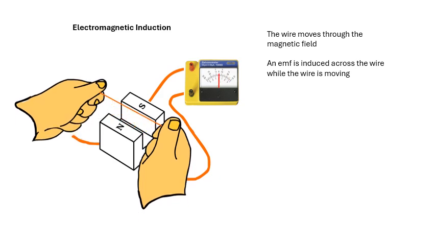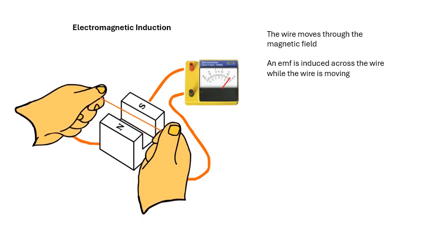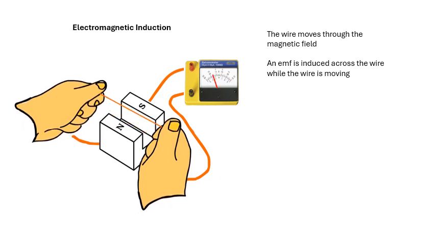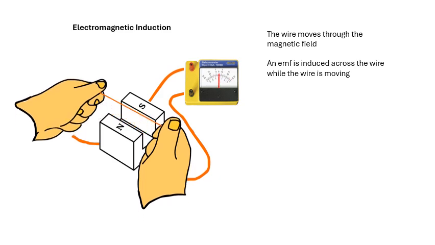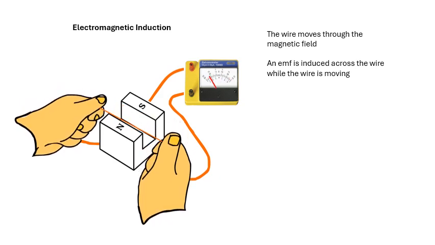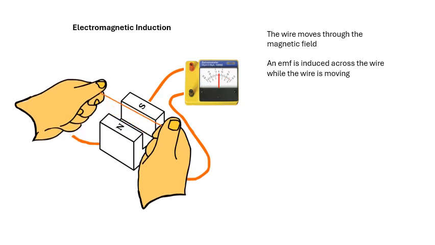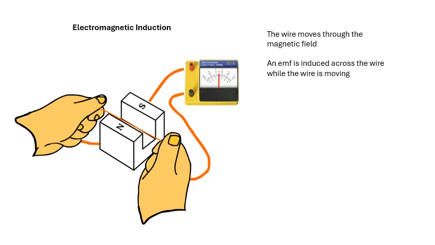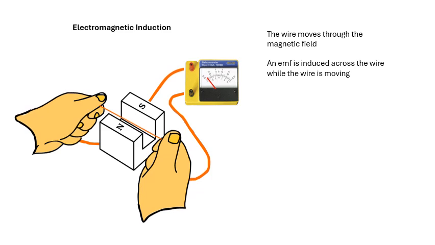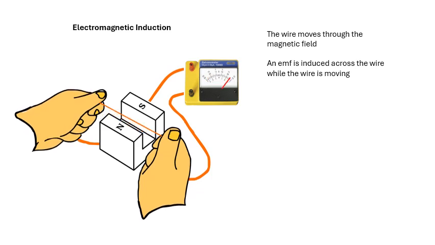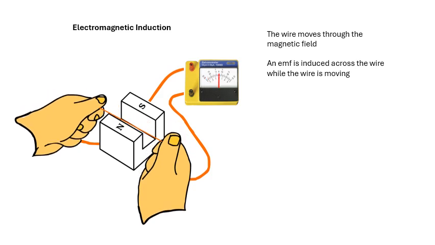And what's happening is that the wire moves through the magnetic field and an EMF, in other words a voltage, is induced across the wire while the wire is moving. In other words, while the wire is moving, one end of the wire becomes positive, the other end becomes negative. And this is called electromagnetic induction. Electricity, magnets are involved, and we are inducing, creating, making happen, an EMF, a voltage.